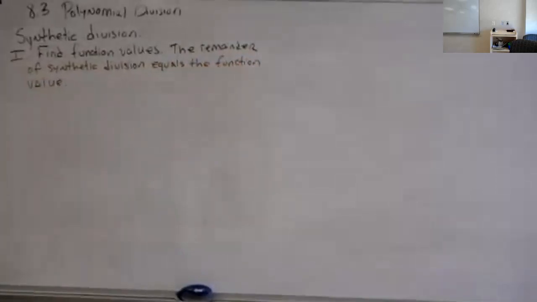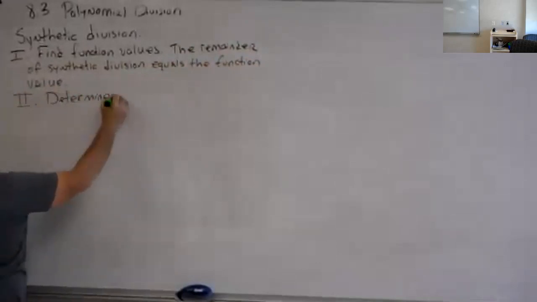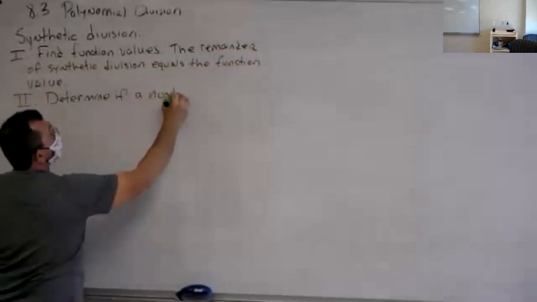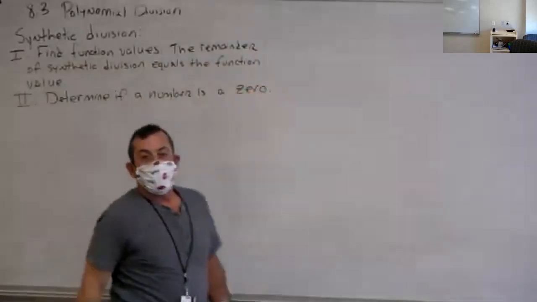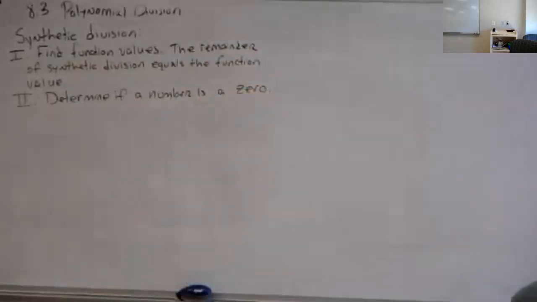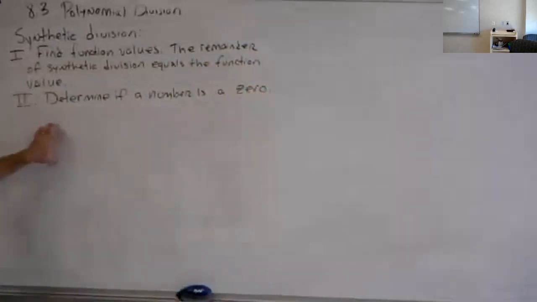Okay. Another thing we'll use it for in college algebra is to check whether a number is a zero or not. So I can determine if a number is a zero. And y'all remember, zeros are basically the solutions you get when you set the polynomial equal to zero. Zeros are also where they cross the x-axis, okay? If a number is a zero, then the remainder of synthetic division will be zero.